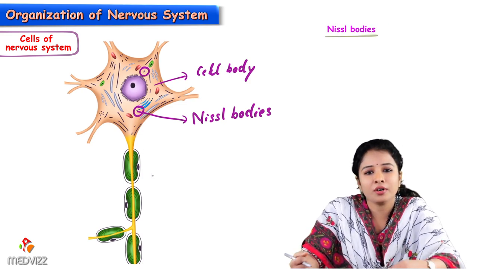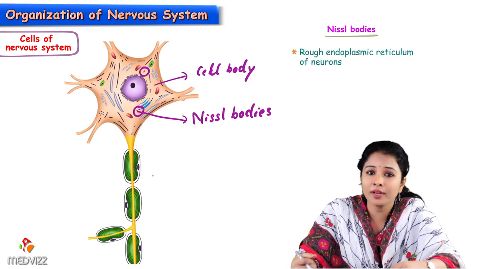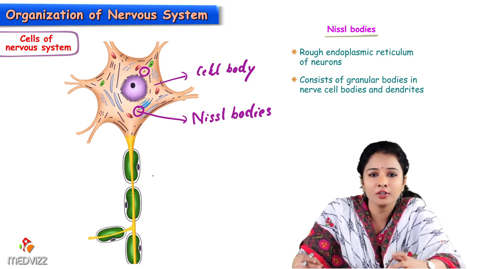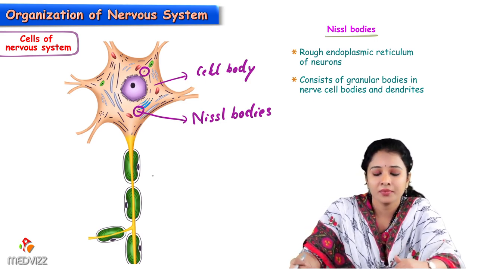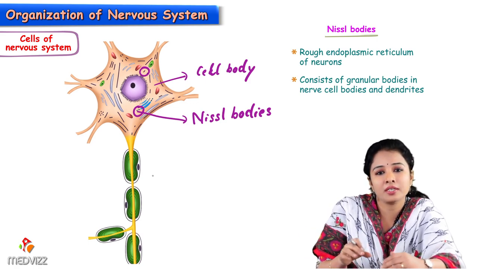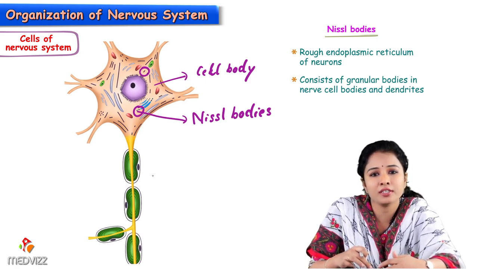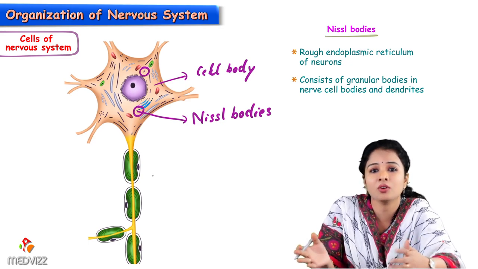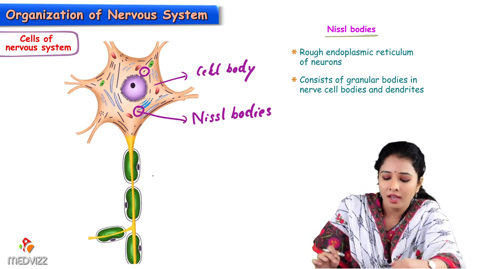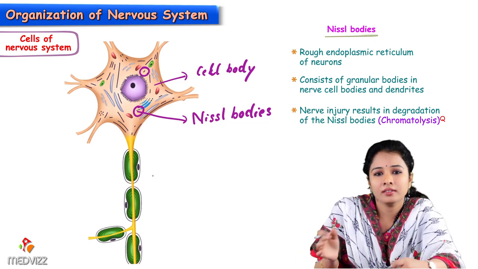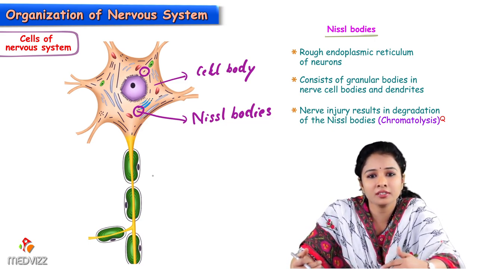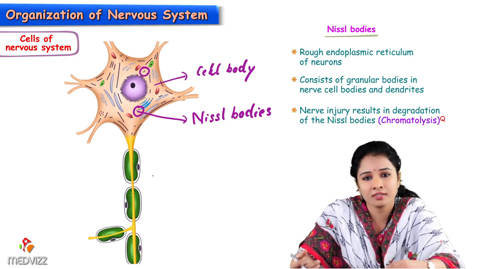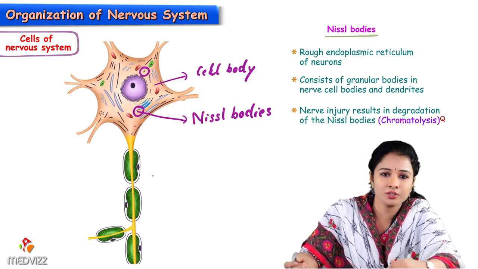What are these Nissl bodies? Nissl bodies are the rough endoplasmic reticulum of neurons and consist of granular bodies in the nerve cell bodies and dendrites. So these are present in the cytoplasm of the cell body as well as in the processes called dendrites. In any nerve injury, the Nissl bodies will degrade. So degradation of Nissl bodies occurs, which is called chromatolysis.